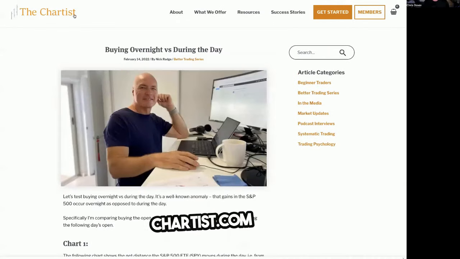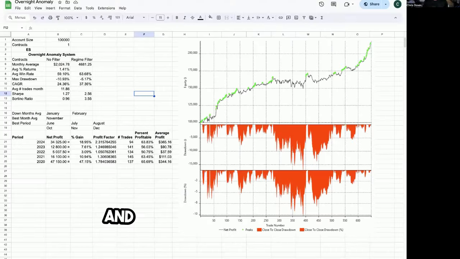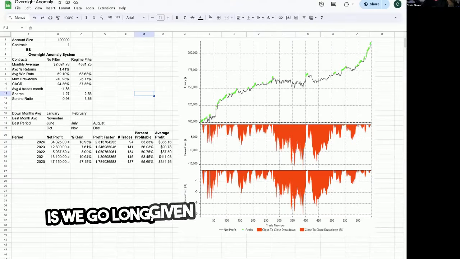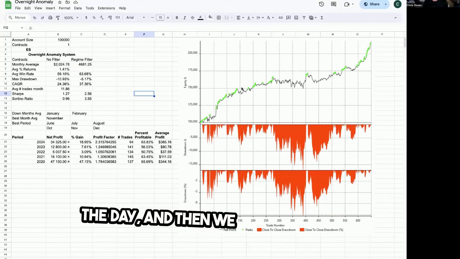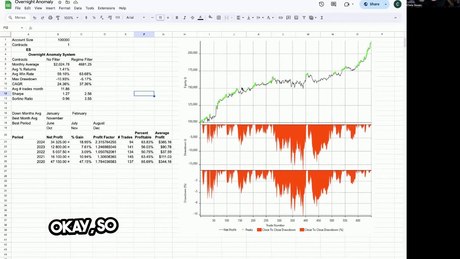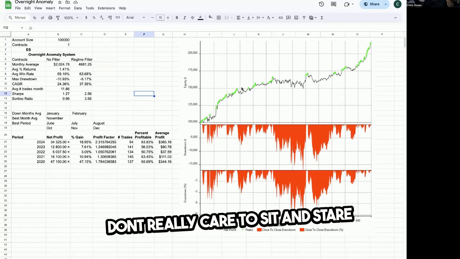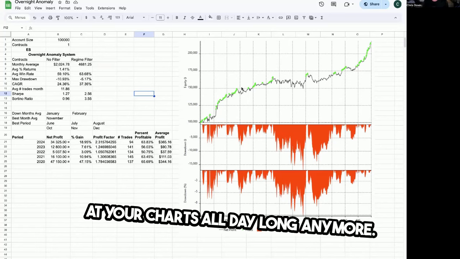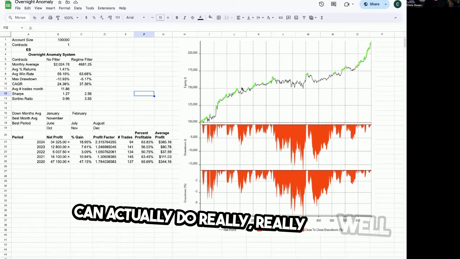And this is from the Chartist, chartist.com.au. So that's basically the strategy. It's called the overnight anomaly strategy. And what we do in the trading lab is we go long, given a number of parameters, at the end of the day, and then we sell it on the open. So if you are the sort of trader, not like me, who has a full-time job or has obligations during the day, and don't really care to sit and stare at your charts all day long anymore, this is the sort of strategy that you can actually do really, really well with.